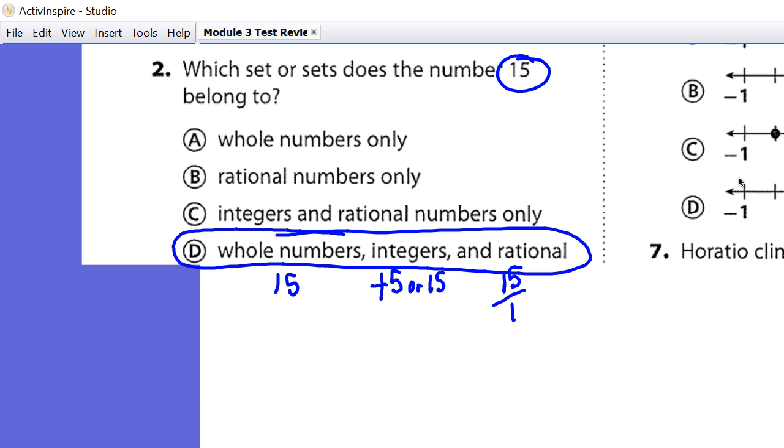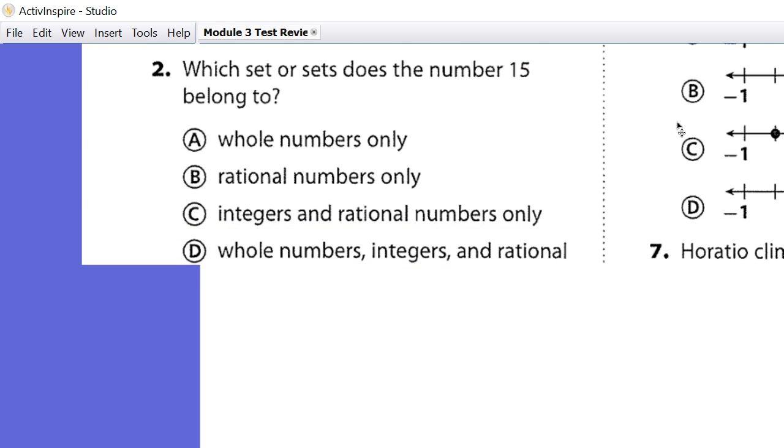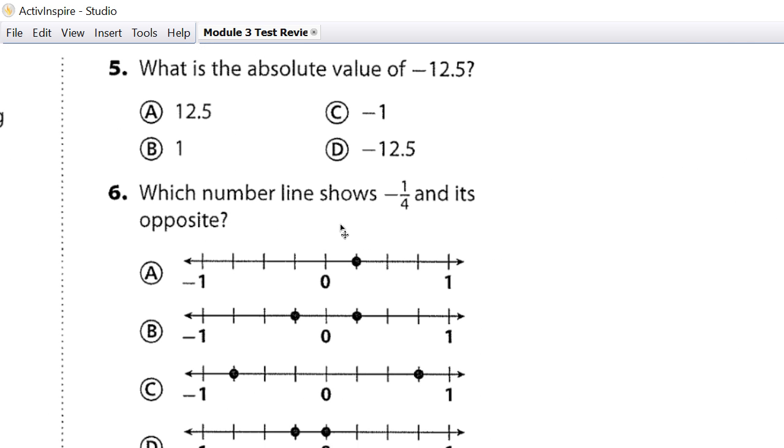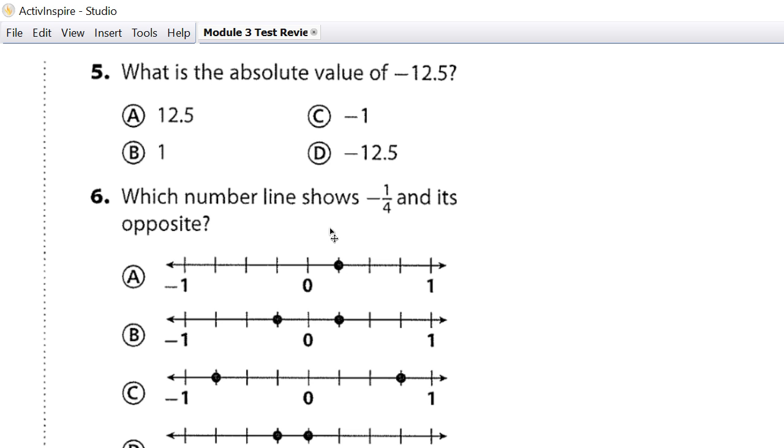I'm going to clear this. I'm going to stay at the top of the page and do number 5. We'll come back to the bottom of the page shortly. Number 5. Easiest question on the page. What is the absolute value of negative 12.5? Well, if you started at 0 and worked your way left until you got to negative 12.5, it would take you 12.5 steps. And it doesn't matter that you're going to the left or if you were going to the right, you just count the steps. How many steps does it take? It takes 12.5 steps. The answer is A.